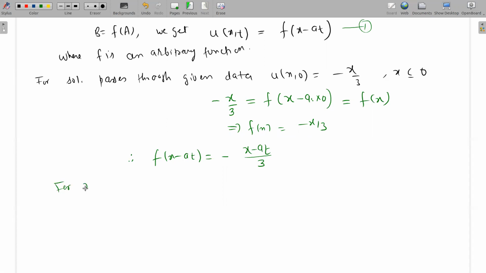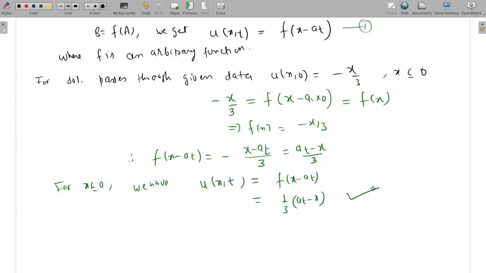So from first, for x negative we have u(x,t) is f(x minus at). Now you have found f. So 1 by 3, you can write (at minus x) if you want. Okay, so this is a solution for x negative.